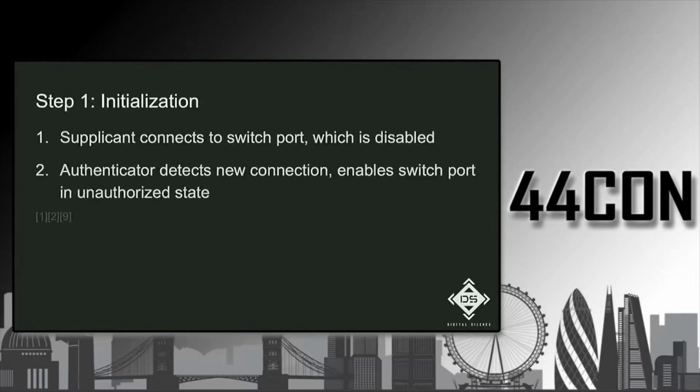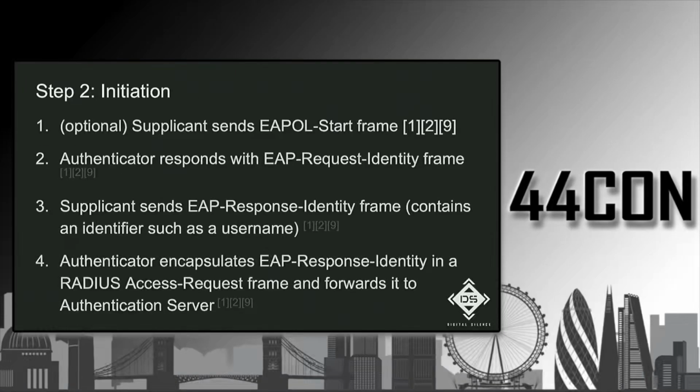So we mentioned the first step of this process is initialization. Basically what's happening is that the supplicant's going to connect to the switch port, which is going to start out as disabled. The authenticator is going to detect this new connection and enable the switch port in the unauthorized state. And then we're going to move on to initiation.